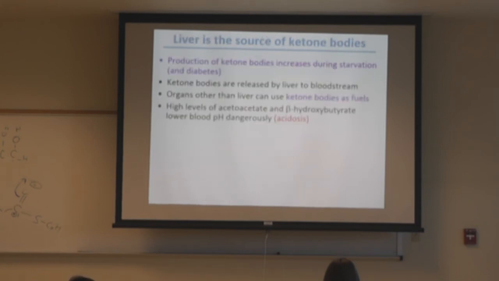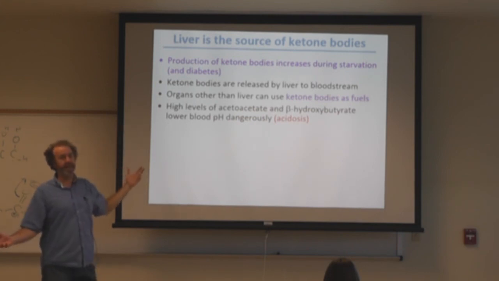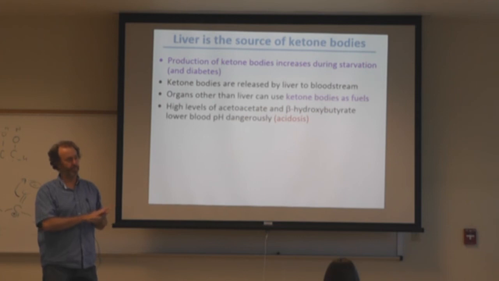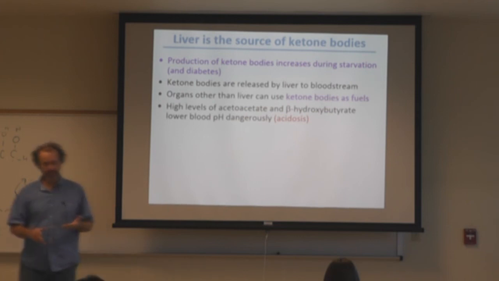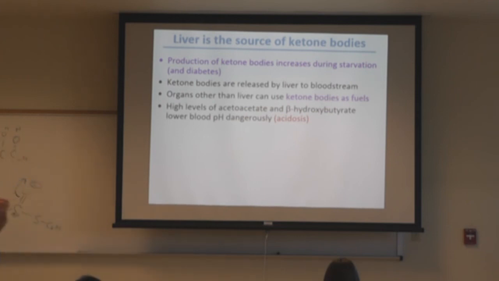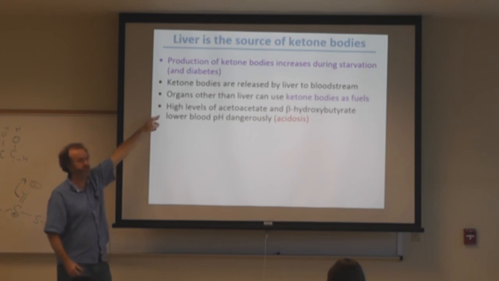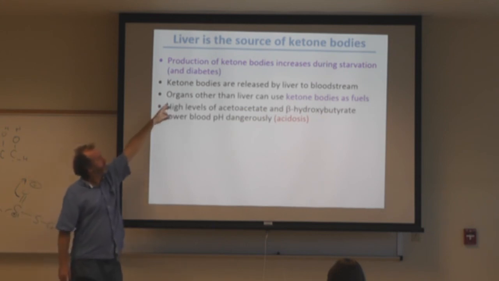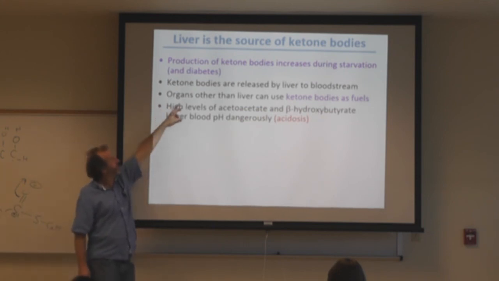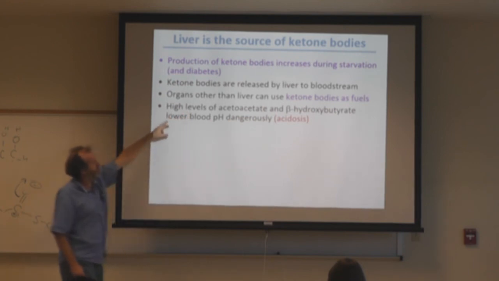So ketone bodies are produced in the liver during starvation and diabetes. So if you have type 1 diabetes, your cells are starved because they can't transport sugar into the cells, so they want ketone bodies, and your liver will start to produce ketone bodies. Ketone bodies are released by the liver into the bloodstream, and organs other than the liver can use ketone bodies as fuels.